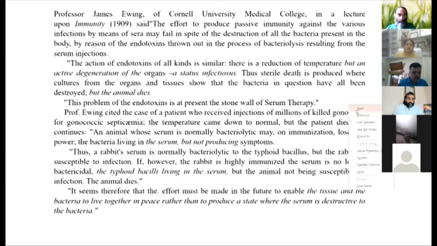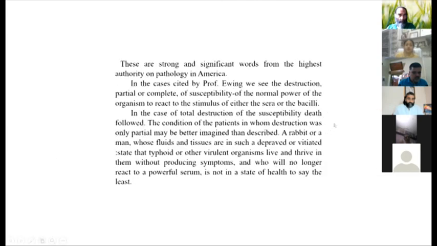So these are strong and significant words from the highest authority on pathology in America at that time. In the cases cited by Professor Ewing, we see the destruction, partial or complete, of susceptibility, of the normal power of the organism to react to stimulus of either the sera or bacilli. In the case of total destruction of susceptibility, death follows. The condition of patients in whom destruction was only partial may be better imagined than described.